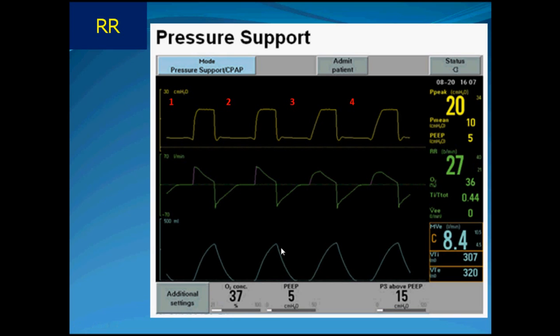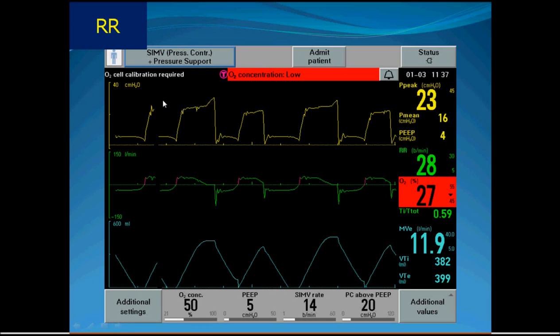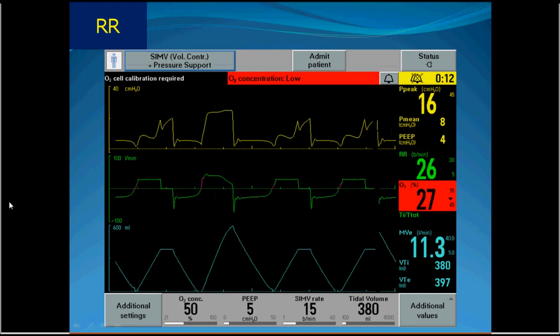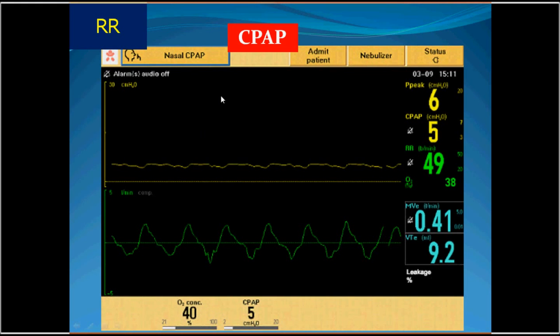In pressure support, the respiratory rate is that of the patient, and take care of dynamic hyperinflation in patients with hypoventilation. In SIMV, whether this is pressure or volume, the respiratory rate will be the two together: the mandatory plus the spontaneous rate of the patient. You should take care of it. This is the same also for the Draeger SIMV: the mandatory, in addition to the spontaneous, is the total respiratory rate for the patient. Regarding CPAP, the respiratory rate is that of the patient, so there is no aid by the ventilator.